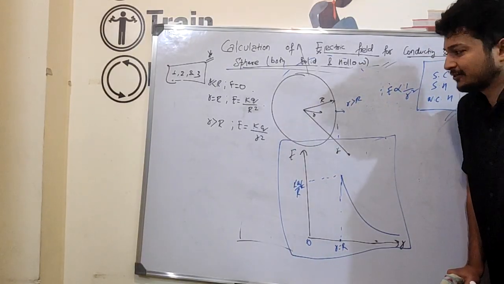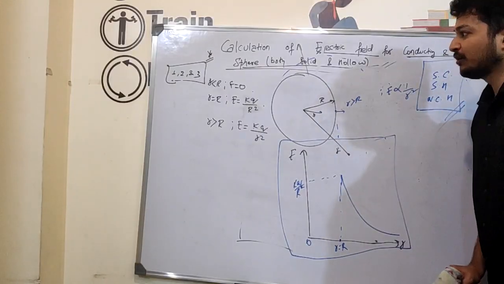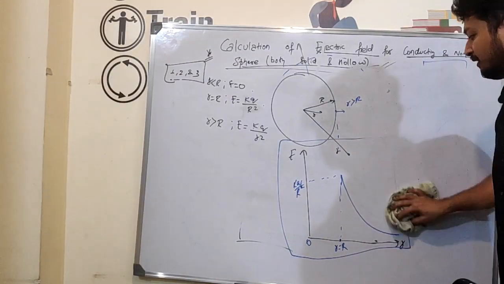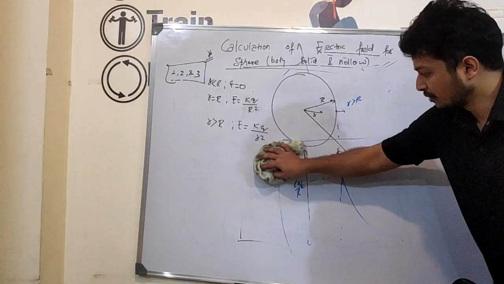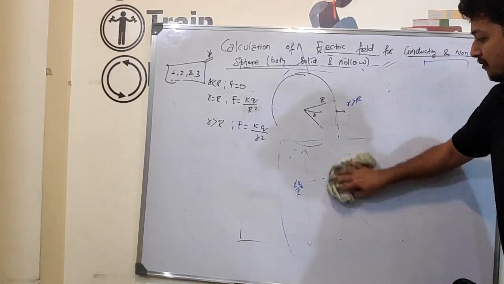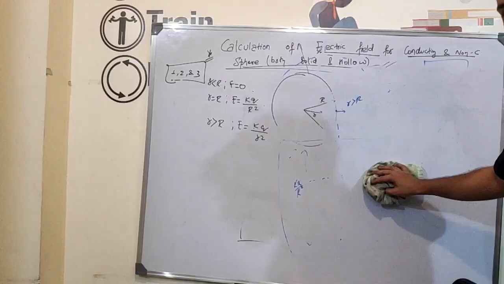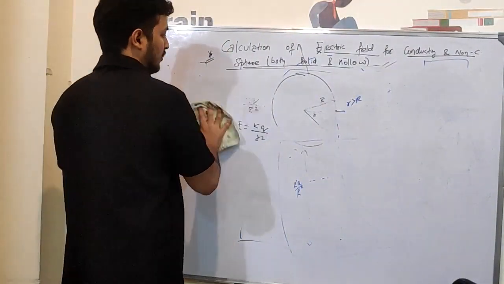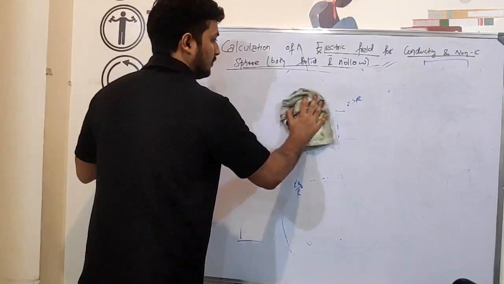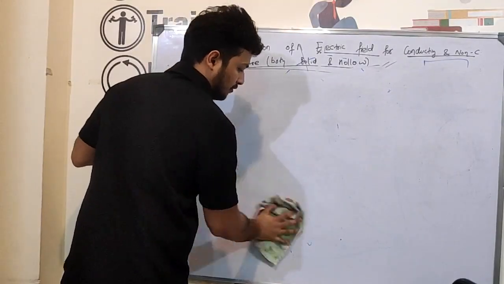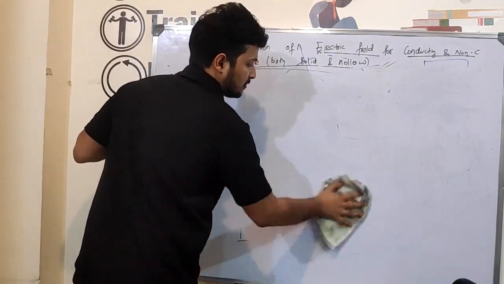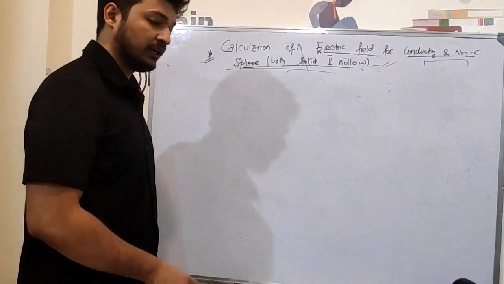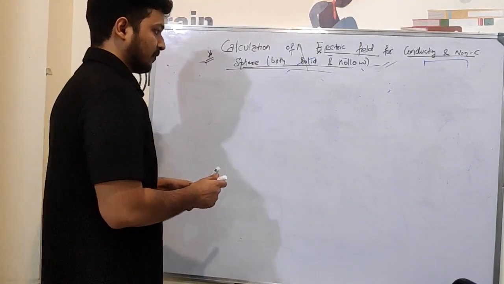Okay, so let's go on to calculate the electric field for a non-conducting solid sphere. We have done it for all these three cases. Only the case remaining will be the non-conducting solid sphere. So let's see.